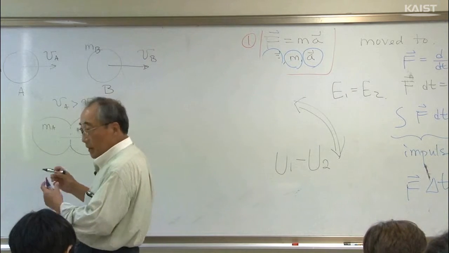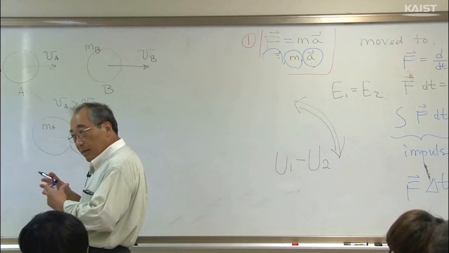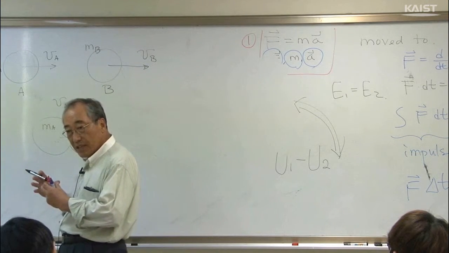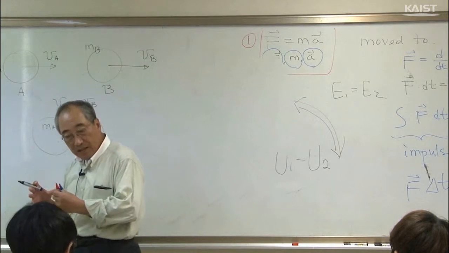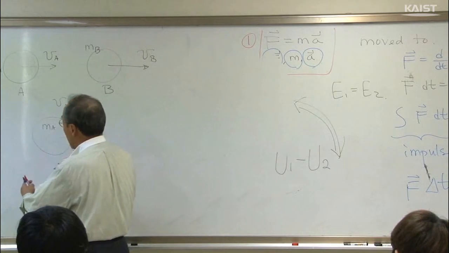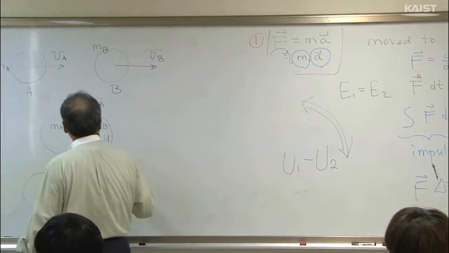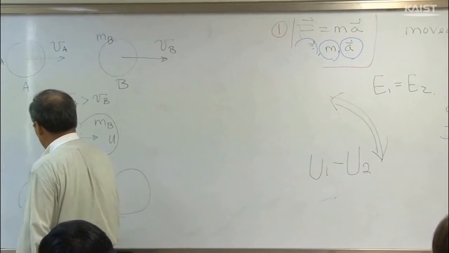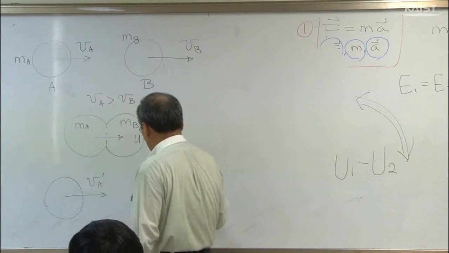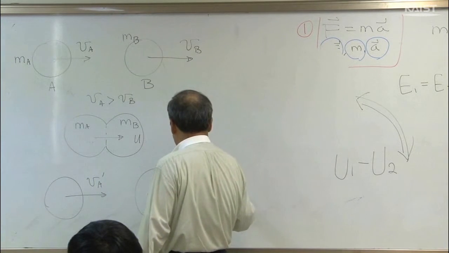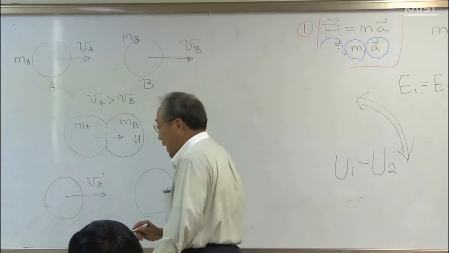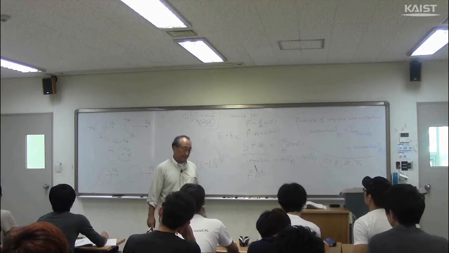And then something which we do not know very precisely happens, but at least we can agree that after a certain period of time, this mass and this mass will move with a velocity which is not the same as VA and which is not the same as VB. So I put a prime over there. Okay?